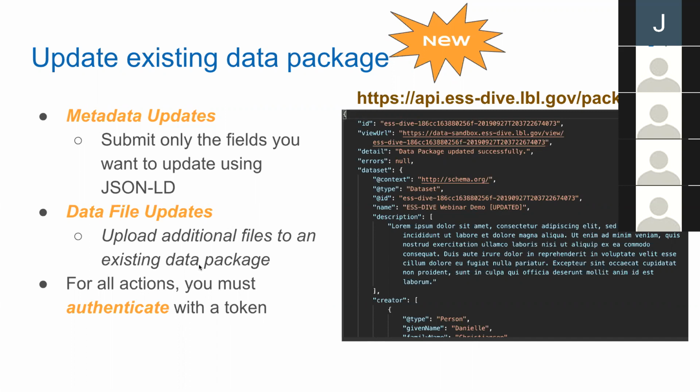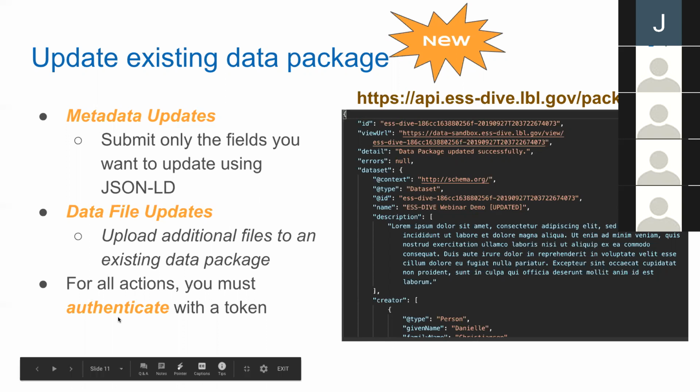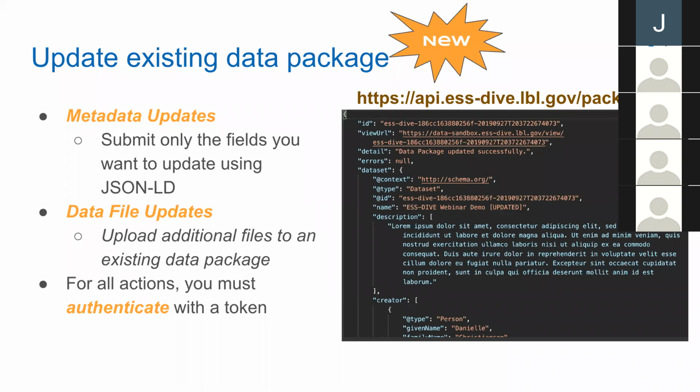You're also able to upload additional data files to an existing data package, adding in whatever data files you feel that you need to the data package. Maybe you've submitted the metadata via the UI and you want to add more. You can add more now. Again, all of this you need your authentication token in order to access the API. Tokens update daily, so make sure to double check your token if you ever have any trouble with the API.